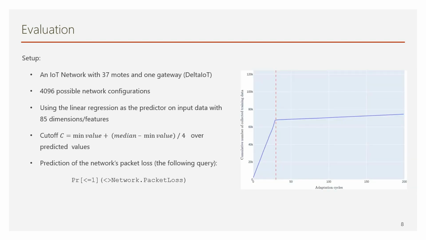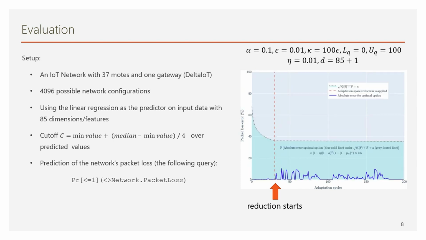As a result of the evaluation, in this figure you can see the cumulative number of training data that are used by the regressor to update its learning model over 200 cycles. We distinguish two phases marked by the red dotted line. During the first 30 cycles, the learning model is trained but not used for adaptation and space reduction. From cycle 31 onward, the learning model is used to reduce the adaptation space.